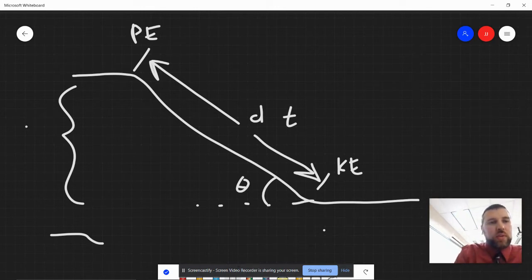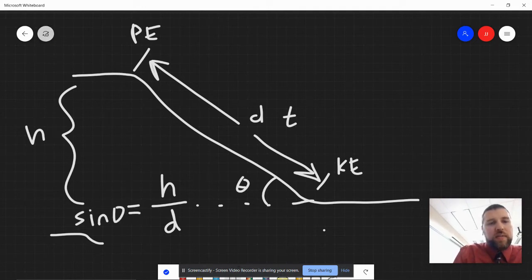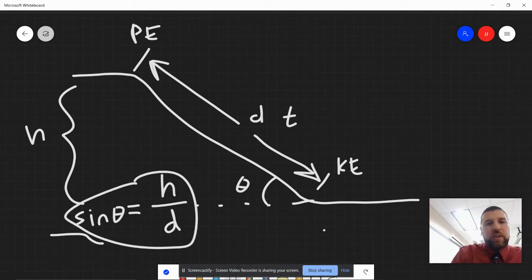And if we look at the angle, we do a little bit of trig. We want the opposite side, and we have the hypotenuse of that triangle. So the opposite side is h, and the hypotenuse is the displacement along the hill. If we're looking at the opposite side, we're looking at the sine of that angle theta. Okay, so that's going to give us the height, which will give us the potential energy.